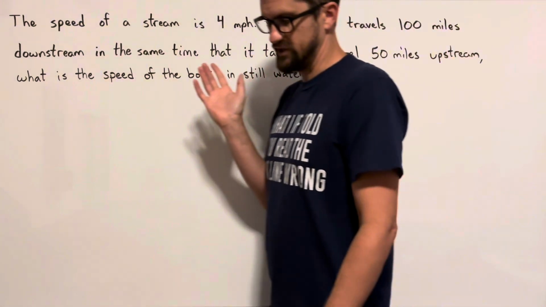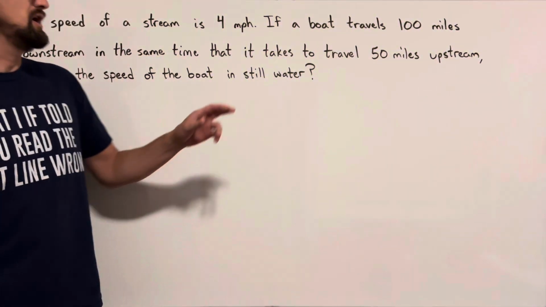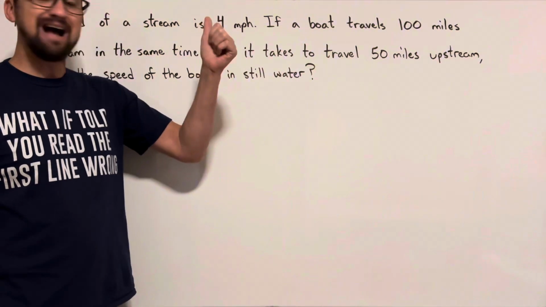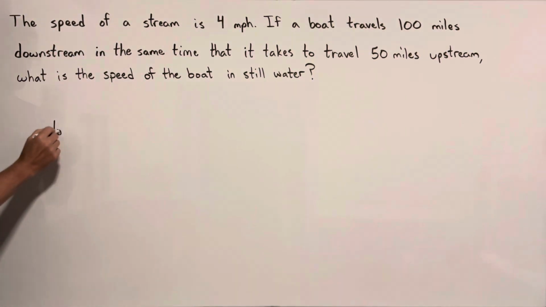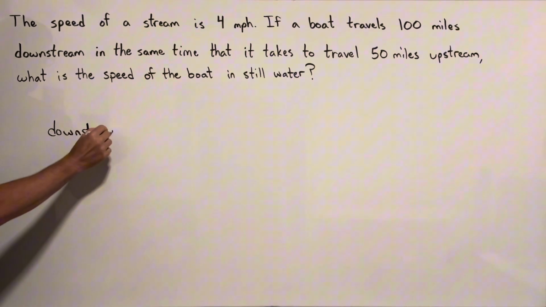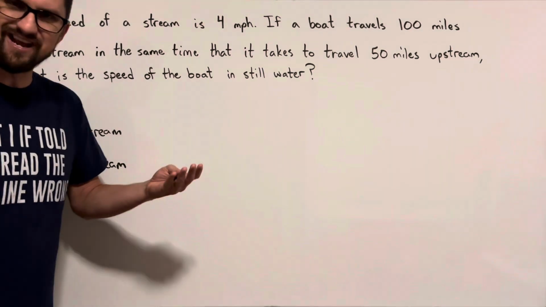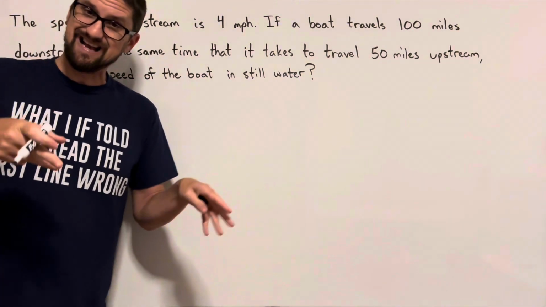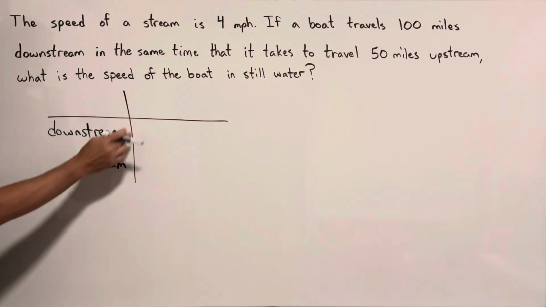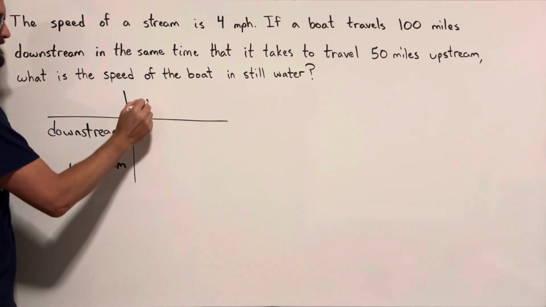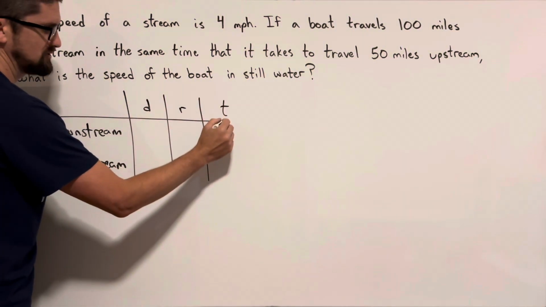All right, so what we're going to do is set up a distance, rate, time table. And we have two situations here. We have the downstream situation and the upstream situation. So we have downstream and upstream. And I want to write things for the distance, rate, and time for each situation here. So I'm going to make a table. This column I'm going to do is distance, and then I have a rate column, and then a time column.